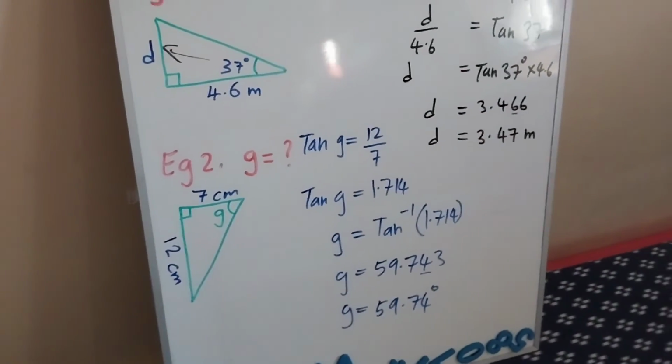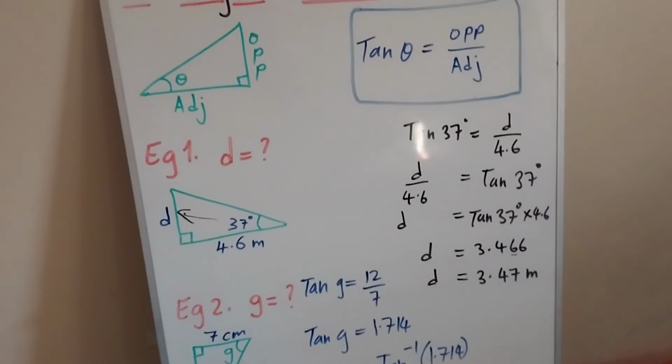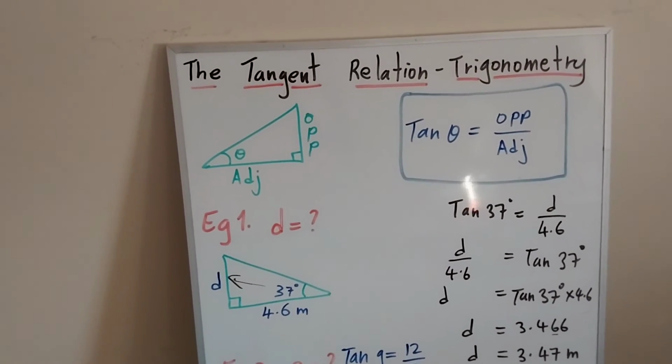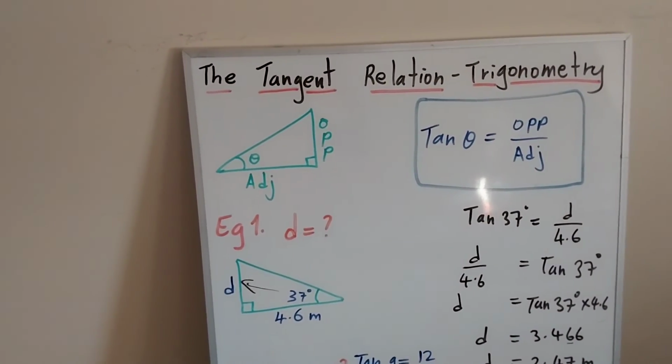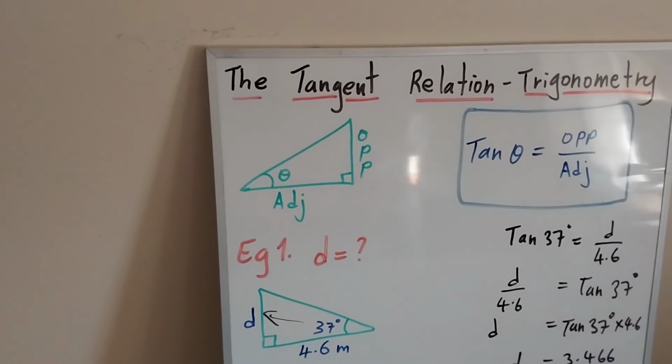So I hope you've learned how to apply the tangent ratio to solve for a right angle triangle, for an unknown side or an unknown angle.